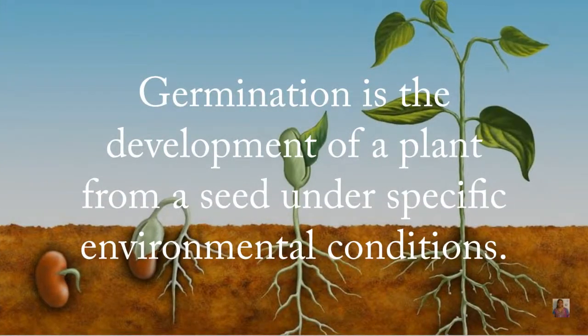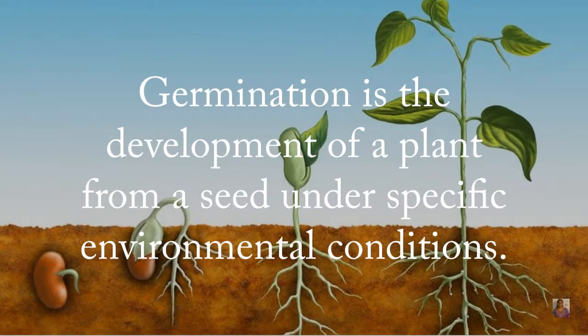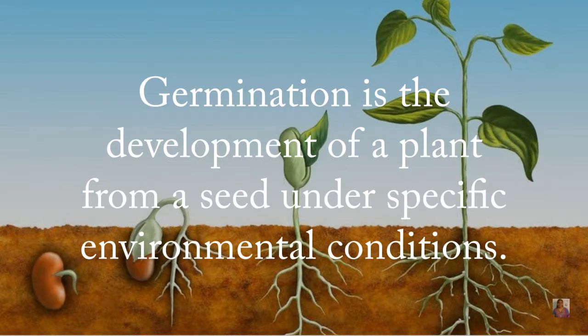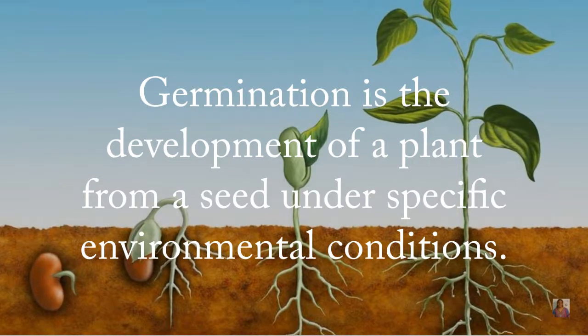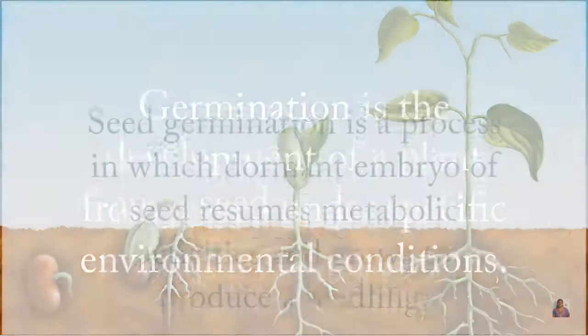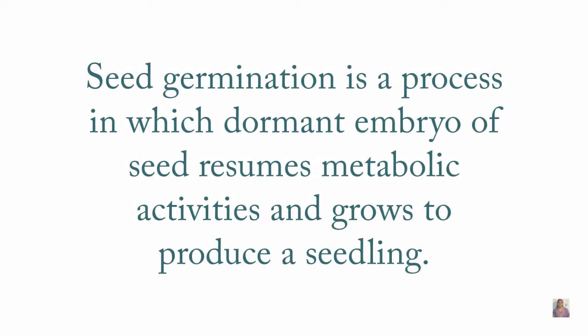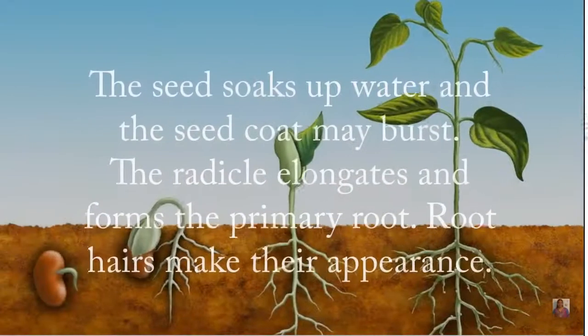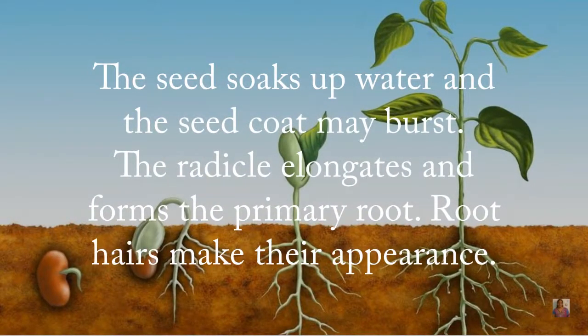Now, let us discuss the germination process. Germination is the development of a plant from a seed under specific environmental conditions. The definition of seed germination: it is the process in which the dormant embryo of a seed resumes metabolic activities and grows to produce a seedling. The process of seed germination is as follows.